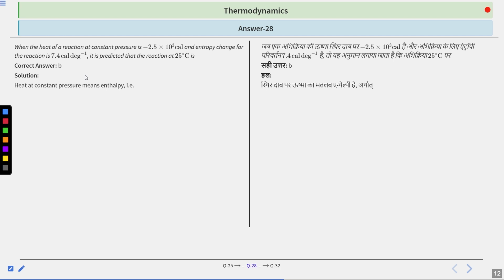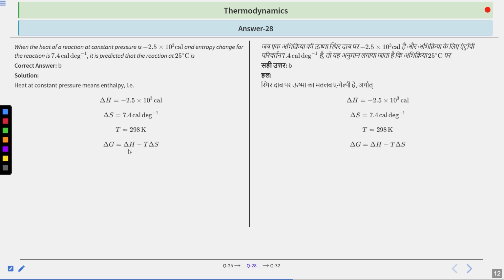Now heat at constant pressure is nothing but your enthalpy. Yes. So this is your delta H. Now we have converted this into calorie. Okay, so it is already in calorie. We don't have to convert it. And your delta S is given as 7.4 calorie per degree. This is already given. And temperature is also mentioned.